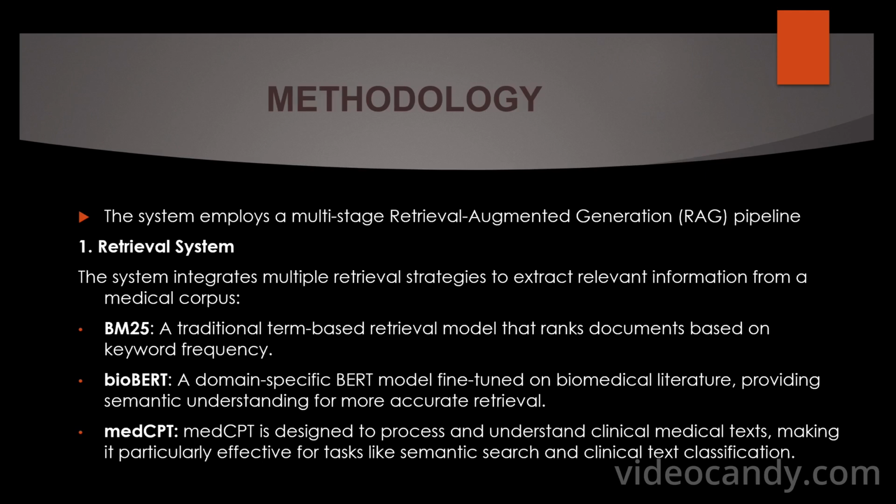The first part is the retrieval system. We combine different methods to pull out the most relevant information from a medical database. First, there is BM25, a traditional keyword based search model that ranks the documents by how often the keyword appears. Next, we use BioBERT, which is a version of BERT trained specially on biomedical literature, allowing the system to better understand the meaning behind the words.